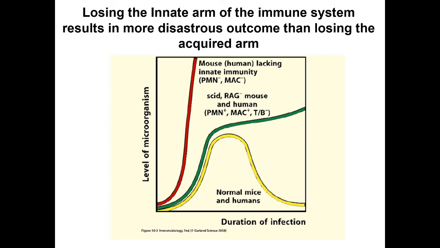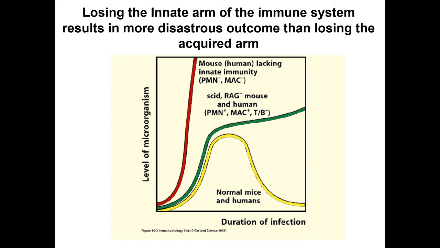But in the case of mice lacking an adaptive immune component, you can see the initial part is similar to a normal mouse, because here we don't have a major contribution from the adaptive immune response. From this point, the adaptive immune system is actually working, and that's why the pathogen load is getting low and finally it's cleared. But in this case, since these mice don't have adaptive immune components, the bacterial load will not clear, rather it will increase. But as I asked you, losing the innate arm of the immune system results in a more disastrous outcome than losing the acquired arm.